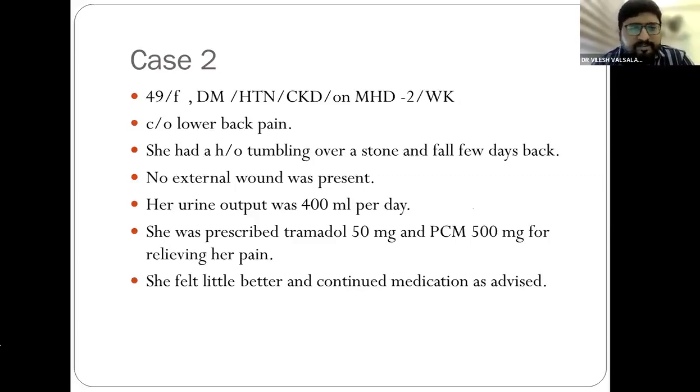On history, we got a history that she had tumbled over a stone next to her house and had a fall a few days back. But there was no external wound when she spoke about this to us, that there is a back pain. On clinical examination also, there was no tenderness, no such symptoms, and she also said that she has a urine output of 400 ml per day.